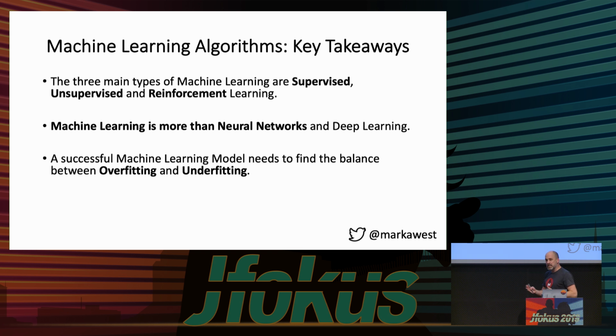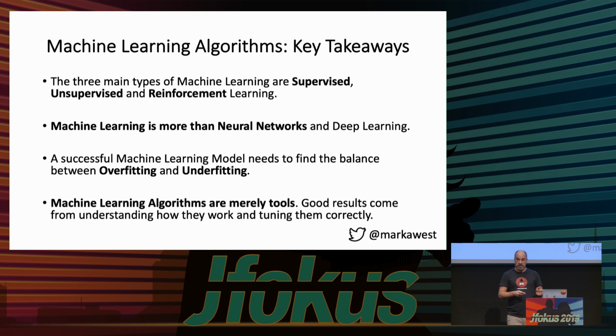A good model will need to find the balance between overfitting and underfitting. It needs to be generalized, not too specific, not too loose. And then just remember that algorithms are merely tools. Your machine learning algorithms are already implemented. You just feed your data into them. What you need to do as a data scientist is make sure your data is good enough for your machine learning algorithms to give you value.